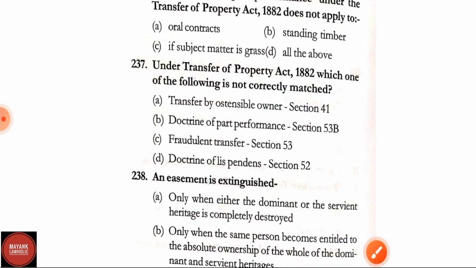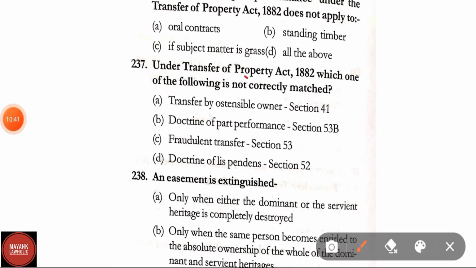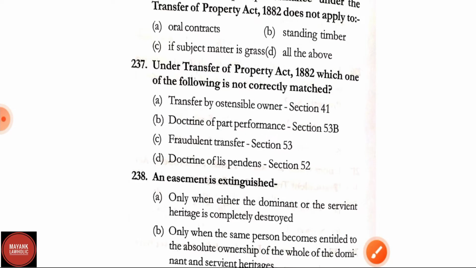Question number 237. Under TPA, which one of the following is not correctly matched? Options are: transfer by ostensible owner, section 41, doctrine of part performance, section 53B, fraudulent transfer, section 53, doctrine of lis pendens, section 52. Here it has been asked which of the following is not correctly matched. Option B, doctrine of part performance, section 53B is not correctly matched.